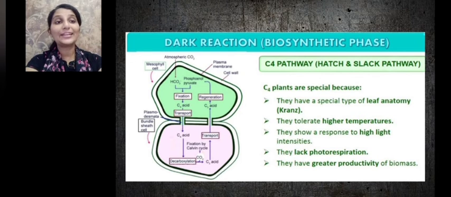And also they have greater productivity of biomass. Greater productivity is the rate of production of biomass per unit area. So the rate of productivity of biomass is greater in C4 plants. So these are the peculiarities of C4 plants. And we studied about the Hatch and Slack pathway, in which both the C4 and the C3 cycle take place. Thank you.